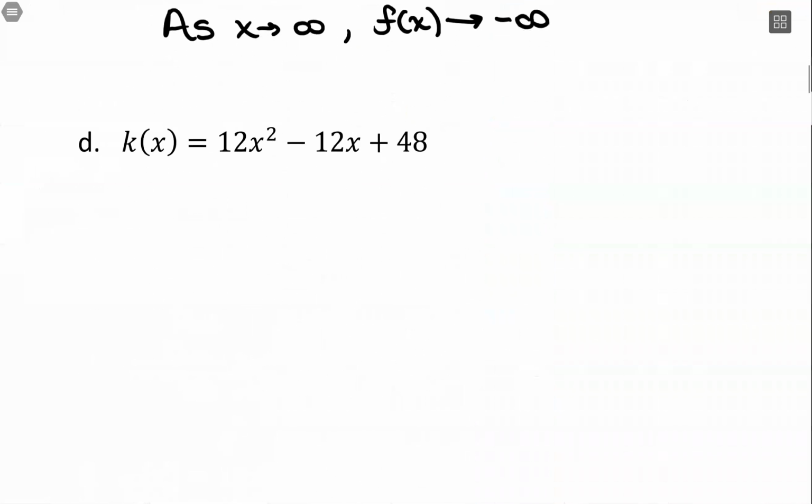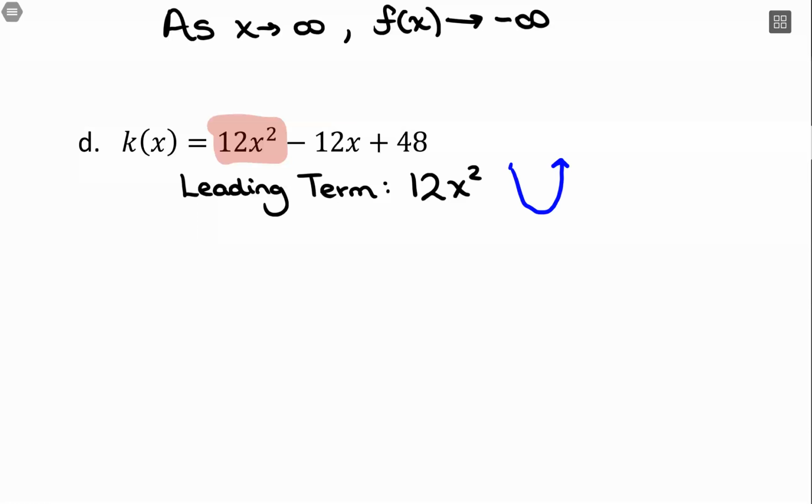All right, our last one here. So our leading term is that positive 12x squared, since that has the highest exponent. And with this, x squared would give us a parabola. Again, that numerical value of 12, I'm not really worried about right now. I'm just going to use the fact that it's positive. So since it's positive x squared, that means we'll have an upwards parabola.